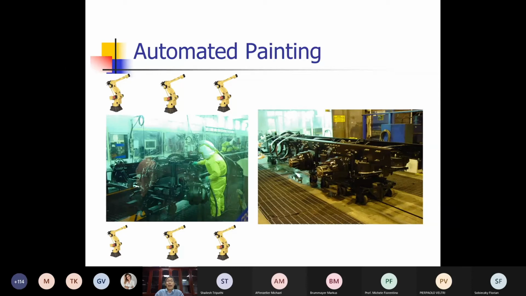So this company had a solution of having one worker painter on standby, which means he needed to put on protective clothes. It takes about half an hour to put the clothes on, waiting in a standby room.